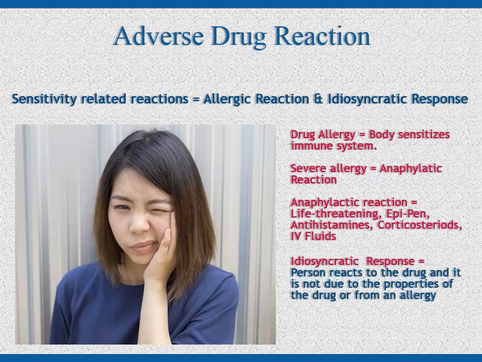An idiosyncratic response happens when the person reacts to a medication and it is not due to the properties of the drug or from an allergy. This type of adverse reaction is specific to the person and sometimes has a genetic cause.